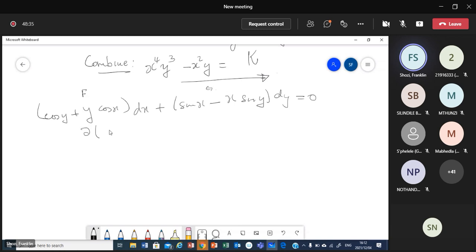Partial of the f term, cos y plus y cos x, with respect to y. What is the derivative of cos y with respect to y? It's minus sin y. With respect to x, cos x is a constant. The derivative of y with respect to itself is just 1. So that becomes cos x.